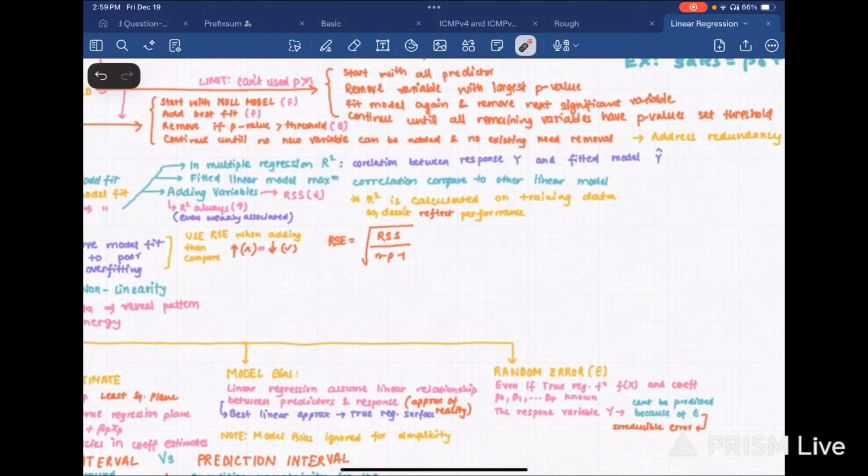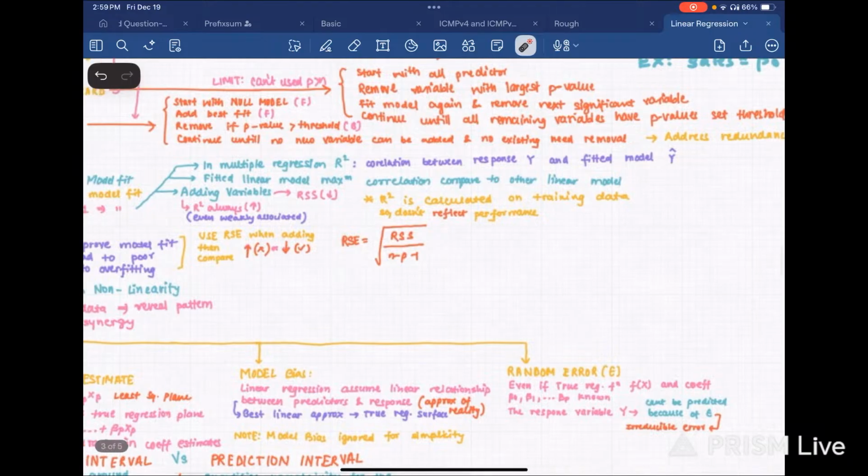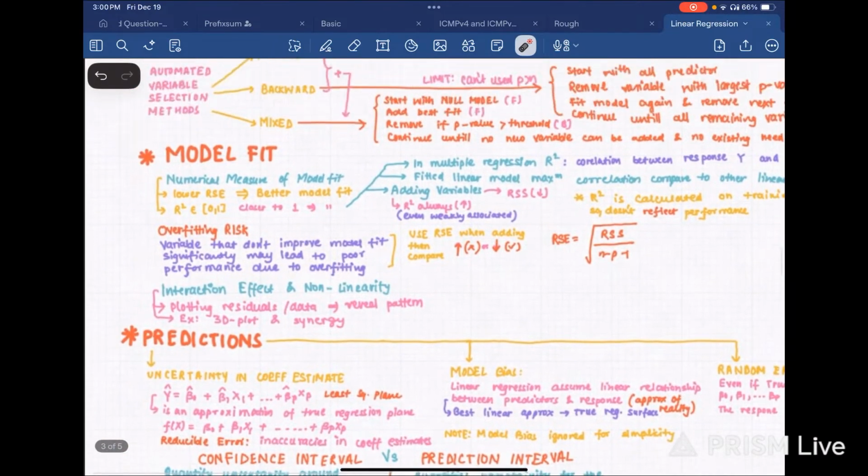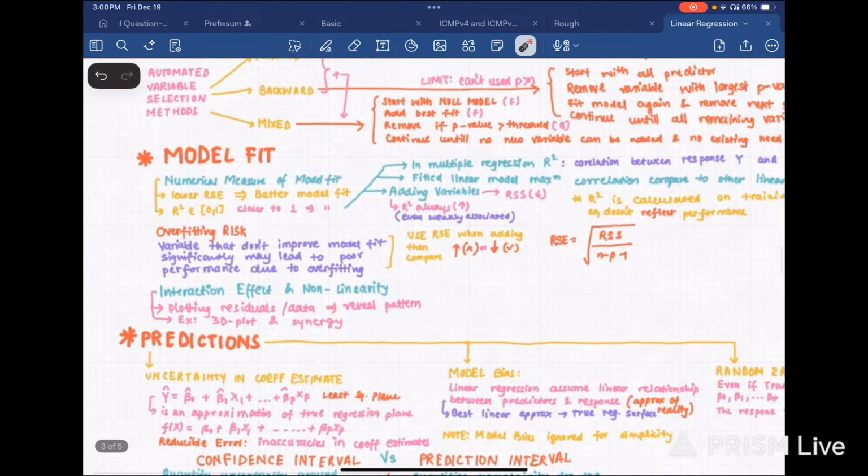It doesn't reflect test performance. R square is basically computed on training data to know about the model, like how well it is going to fit. A lower RSE means a better model fit, and R square ranges from 0 to 1.